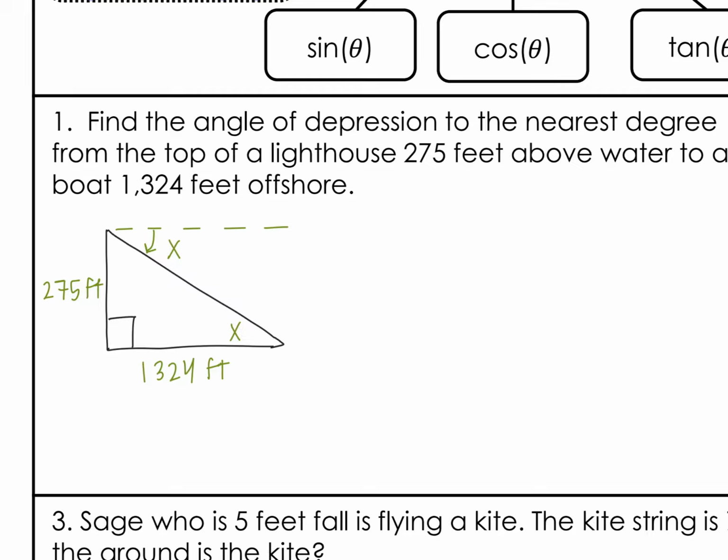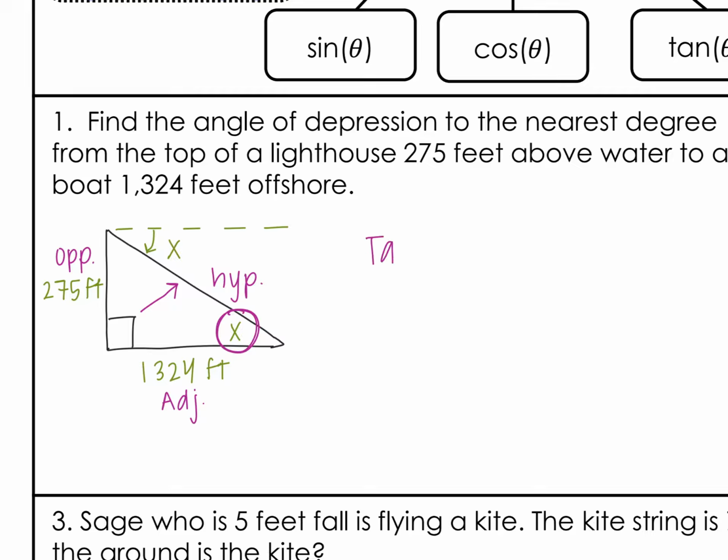I'm going to start by circling my angle, labeling my opposite, the side that does not touch the angle, my hypotenuse, the side that is not touching my box, my right angle, and then my adjacent. From there, since I know nothing about the hypotenuse, I need to use my opposite and my adjacent. That is my tangent function.